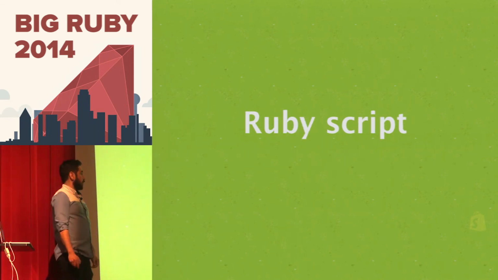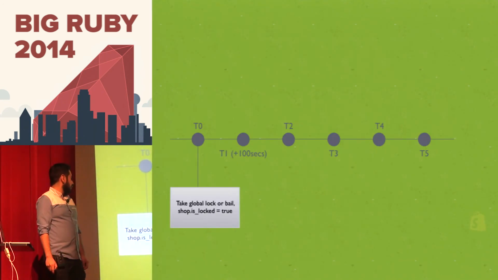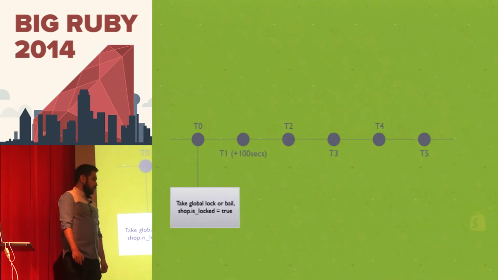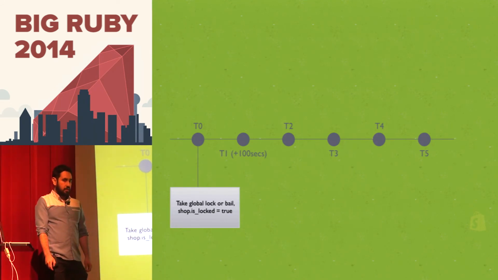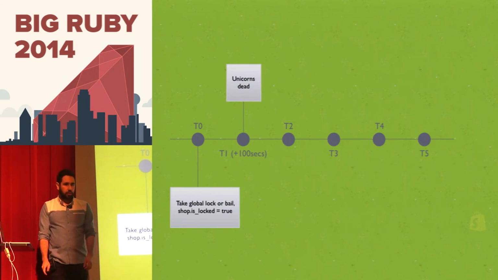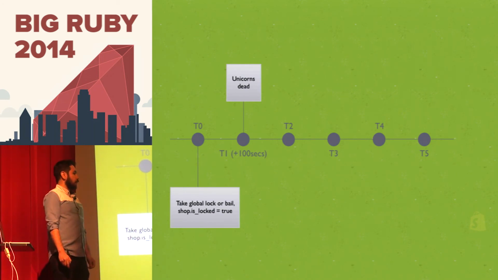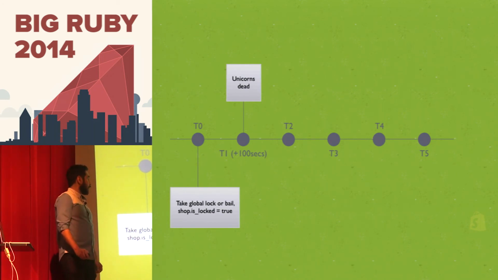The mover is simply a Ruby script, something like that. And this is how it works. It takes the global lock or just bails if the shop is locked, and sets the isLocked to true. Then it waits 100 seconds. At that point, we know our unicorn web servers will be dead because they are configured to kill any request that lasts more than 90 seconds.